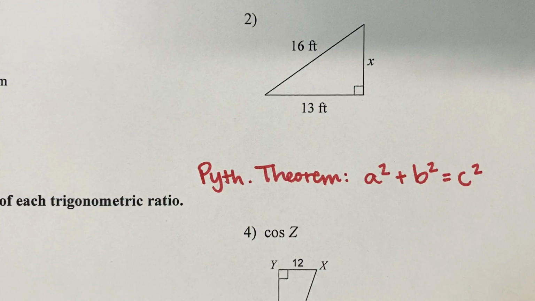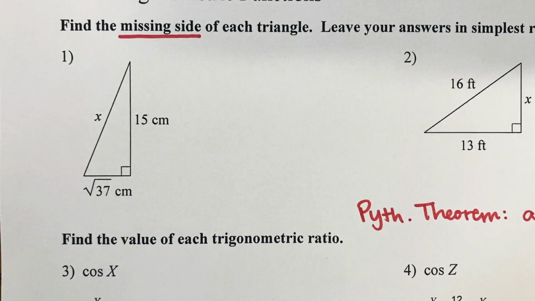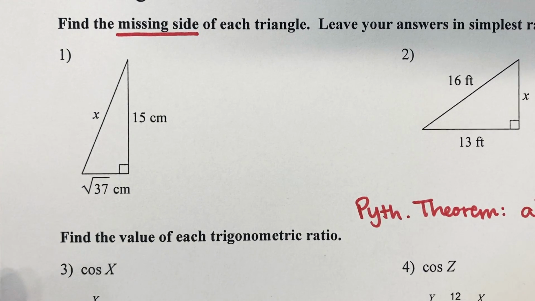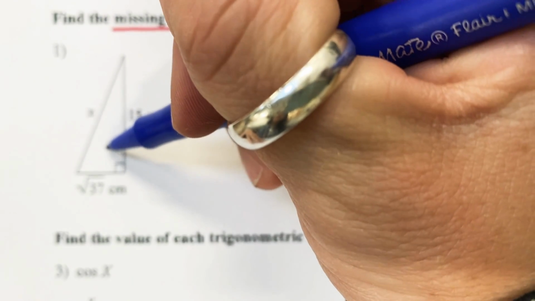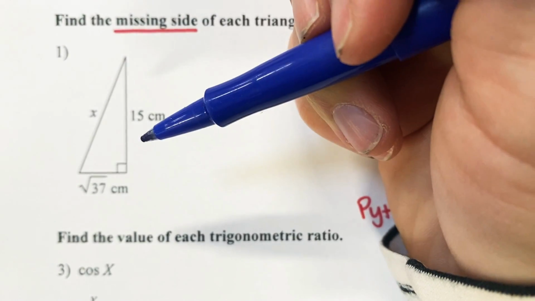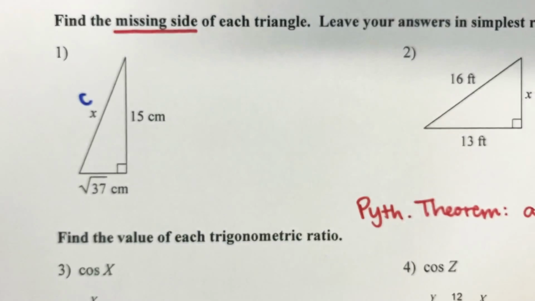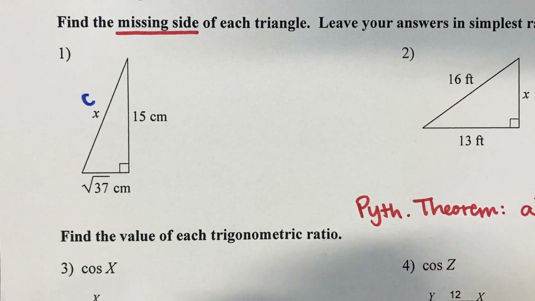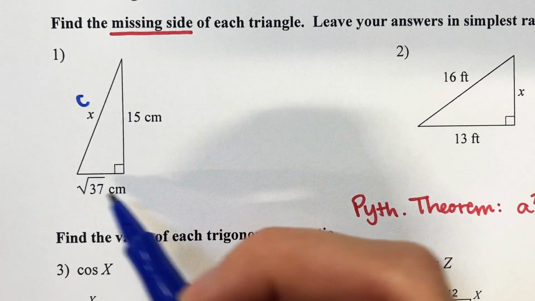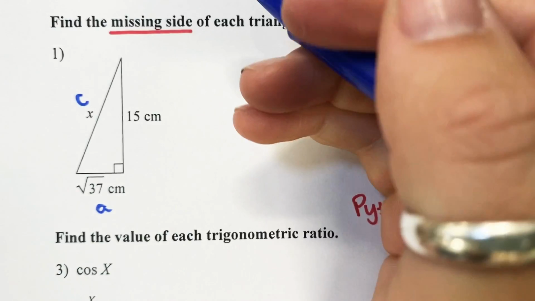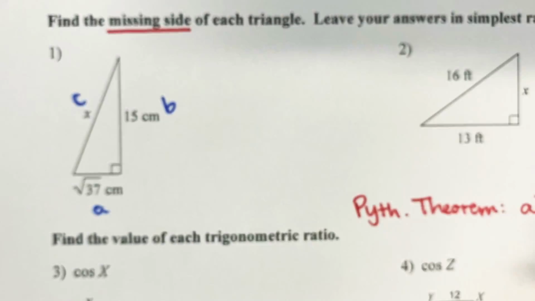And if you remember from last time, we need to identify which sides are A, B, and C. So let's look at number 1. C is always our side that's across from our right angle. That's called our hypotenuse. So number 1, our C is X. The two sides that make up the right angle are just legs. They can be A or B. So I'm going to label root 37 A and 15 B.